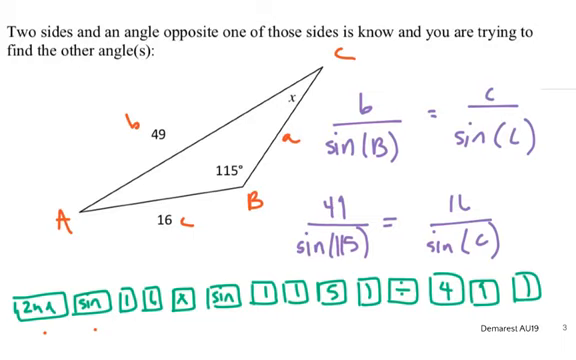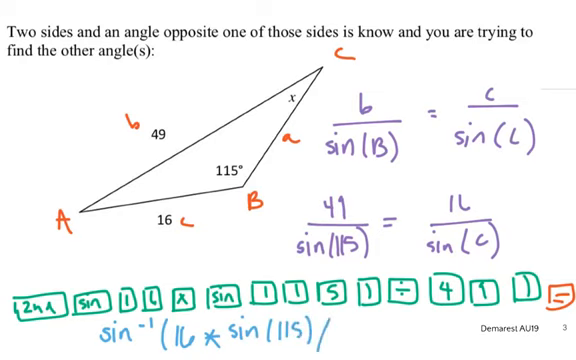And then you just hit the equal sign and you should get 17.21. Okay, and the way this is going to look in your calculator is sine inverse, 16 times sine 115, divided by 49, close parentheses. Okay, so these are the buttons you click, and this is what it needs to look like.